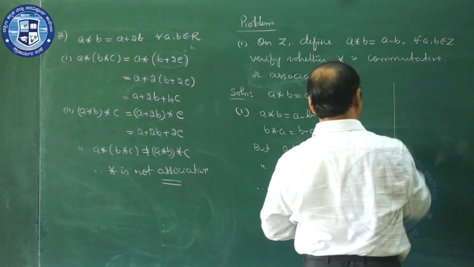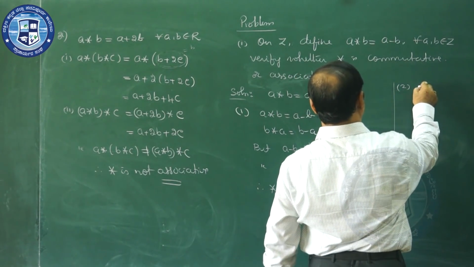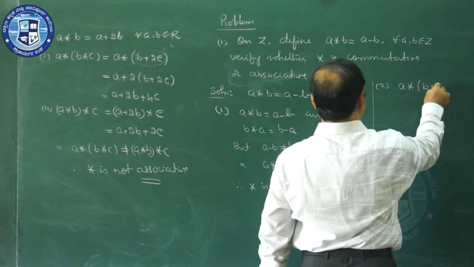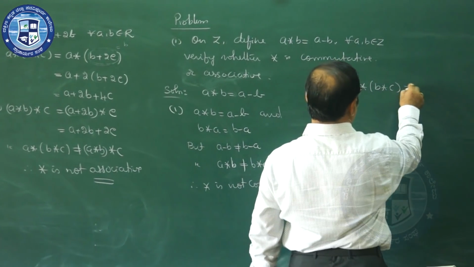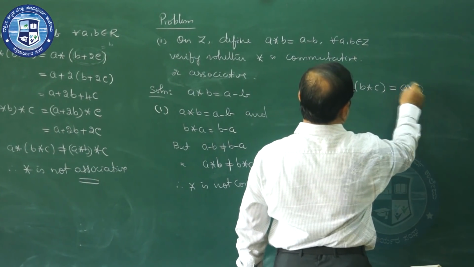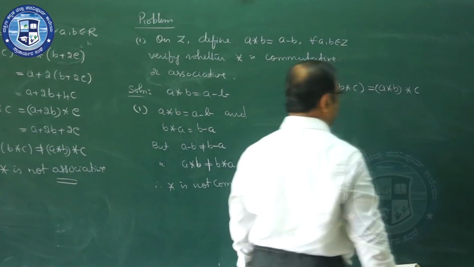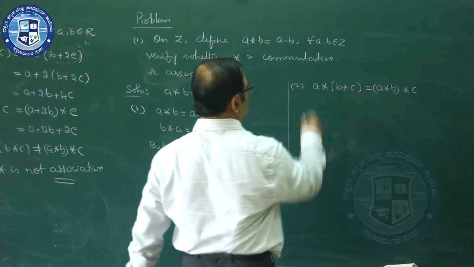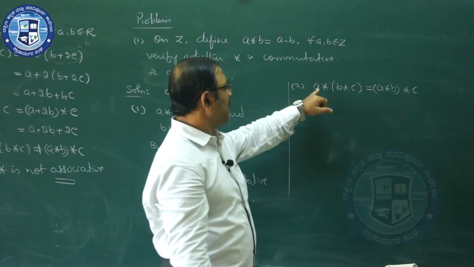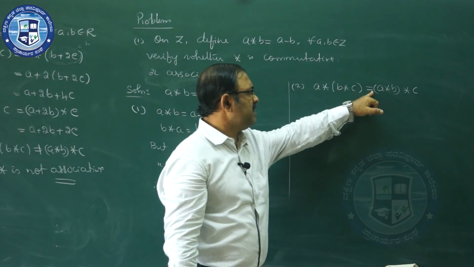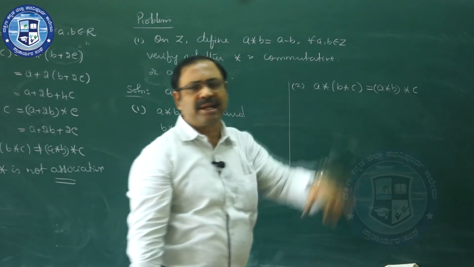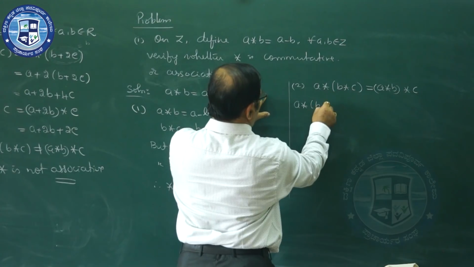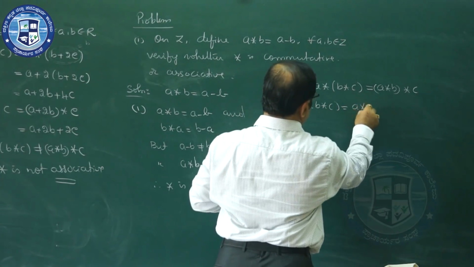Next, let us try whether this is associative. See, associative, first we have to write (A star B) star C is equal to A star (B star C). If star is associative, it means (A star B) star C is equal to A star (B star C), correct? First we simplify this.